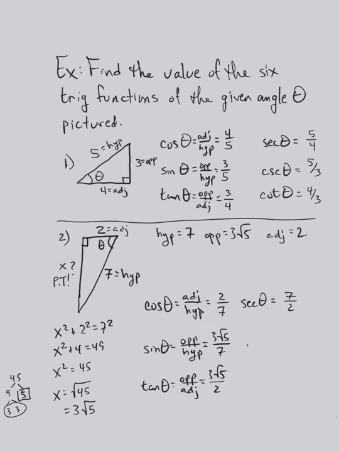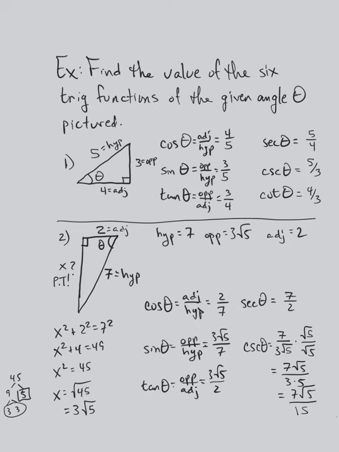All right, now for our cosecant, we're going to have to do a little bit of work because its reciprocal is 7 over 3 square root of 5. But we have that square root of 5 in the denominator, so I want to rationalize it out. And so I'm going to get 7 square root of 5 over 3 times 5, which would be 7 square root of 5 over 15.